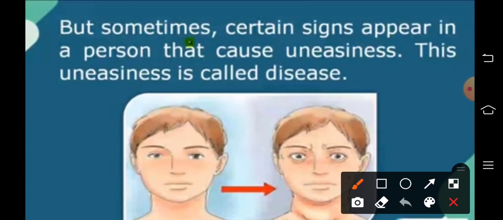But sometimes certain signs appear in a person that cause uneasiness, meaning discomfort. This uneasiness is called disease. If you see in this picture, these are beautiful girls, and in this diagram these girls are suffering from a disease. Her eyes are protruded, she has wrinkles on her skin and some rashes on her skin. So you can easily say that this girl is suffering from a disease.